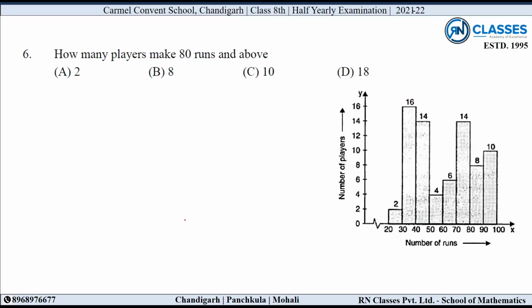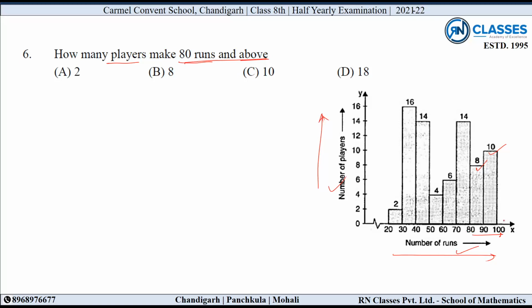Question number 6. How many players make 80 runs and above? Okay, 80 runs and above. The number of runs is given here, and the number of players is given here. 80 and above means from here onwards. So 80 to 90, how many players score? 8, and 90 to 100, 10.